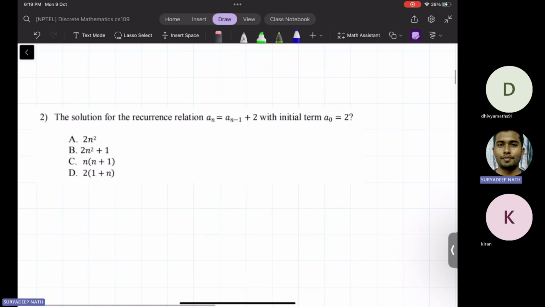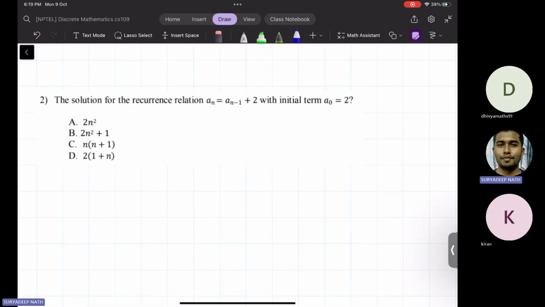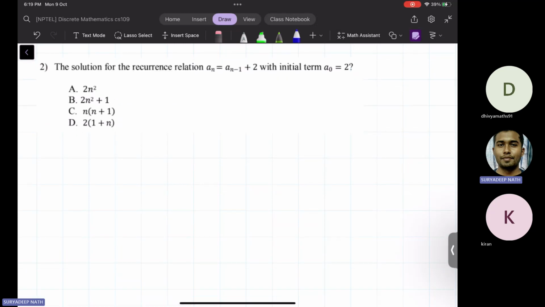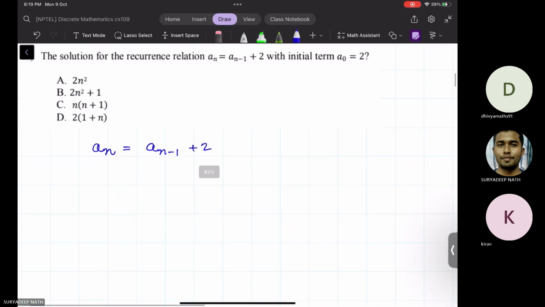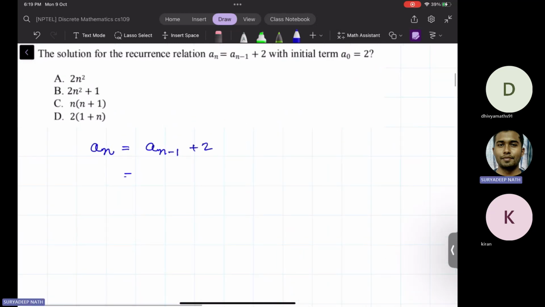Okay, coming on to the next question. The solution of the recurrence relation a_n = a_(n-1) + 2 with initial term a_0 = 2. So first what we do is write a_n = a_(n-1) + 2. Again we can expand a_(n-1) as a_(n-2) + 2 + 2.